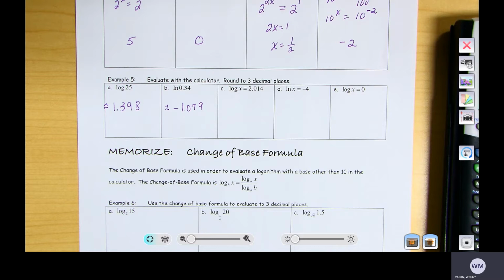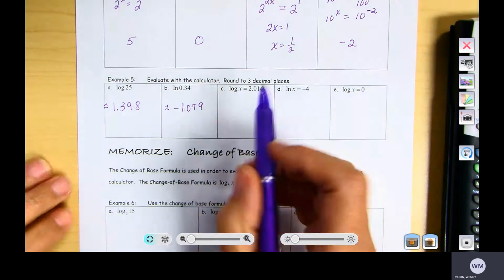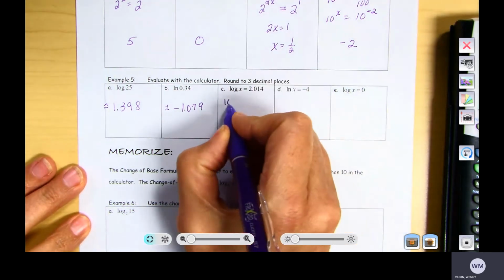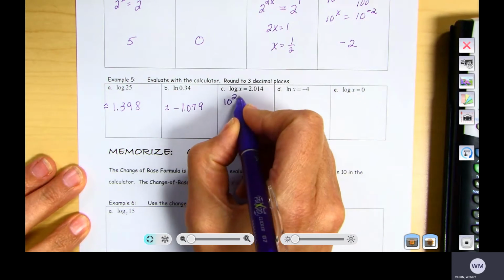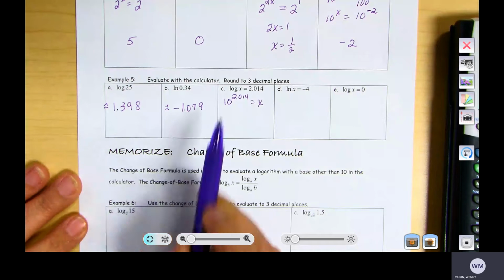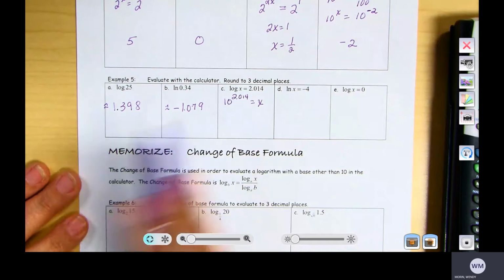Change it to exponential form. And that's what you have to remember. To solve a log equation, you change it to exponential form. So let's do that. Remember, we've already practiced this. What's our base? 10 to the 2.014 equals x. Log form to exponential form.